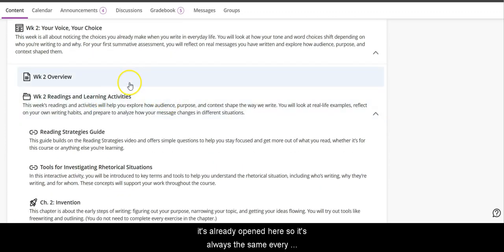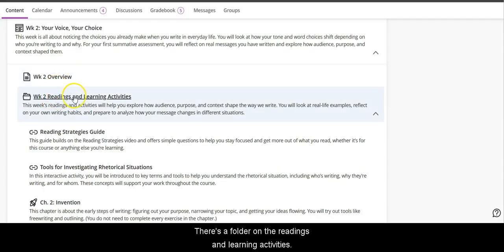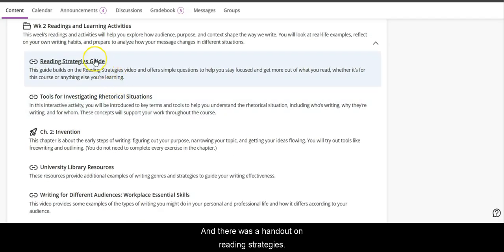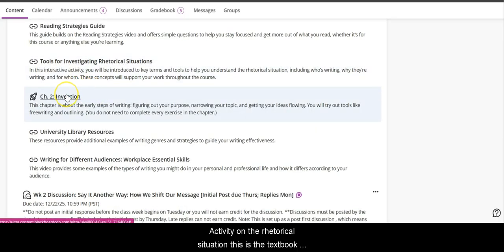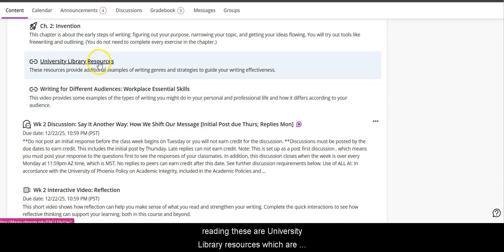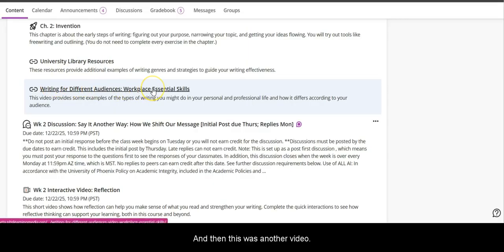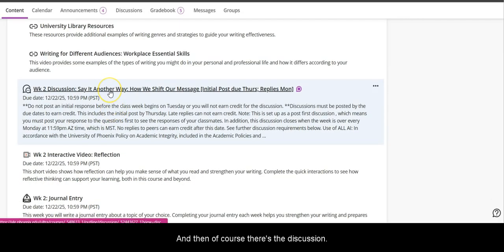It's already opened here. So it's always the same every week. There's an overview that goes over the readings and the assignments for the week. There's a folder on the readings and learning activities. And there was a handout on reading strategies and an interactive activity on the rhetorical situation. This is the textbook reading. These are university library resources, which are often readings and sometimes videos. And then this was another video. And then, of course, there's the discussion.